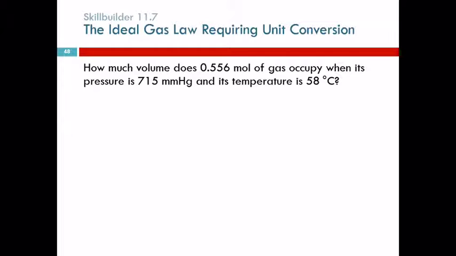This is Skill Builder 11.7. See the title, The Ideal Gas Law Requiring Unit Conversion. Okay, so this is a more typical sort of problem. The units are not going to be set up all perfect for us. How much volume does 0.556 mole of gas occupy when its pressure is 715 millimeters of mercury and its temperature is 58 Celsius?